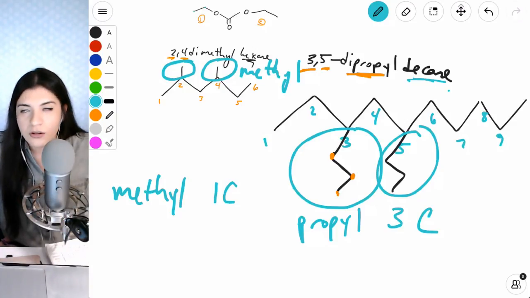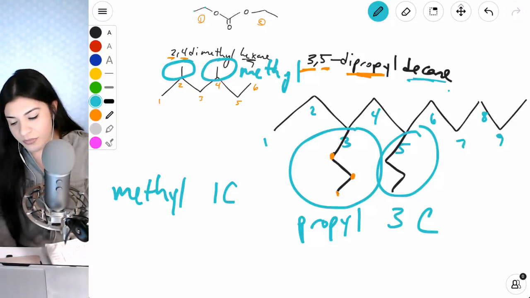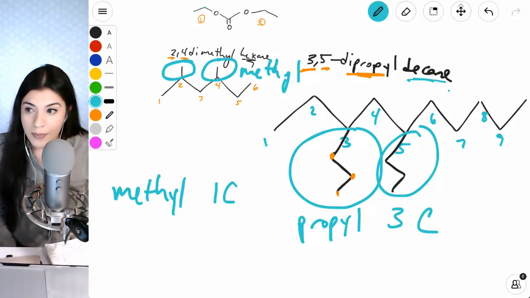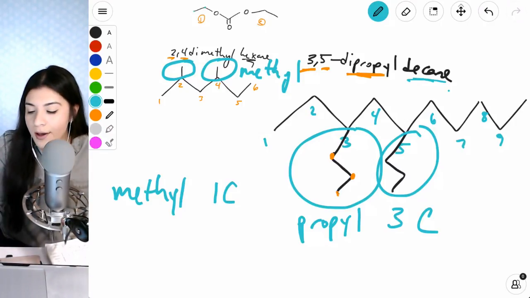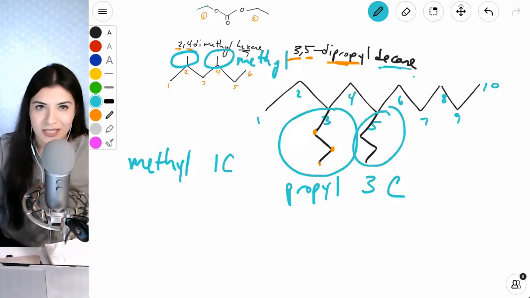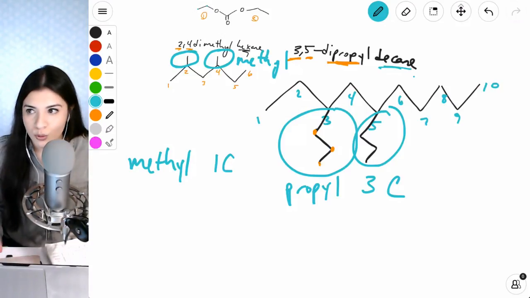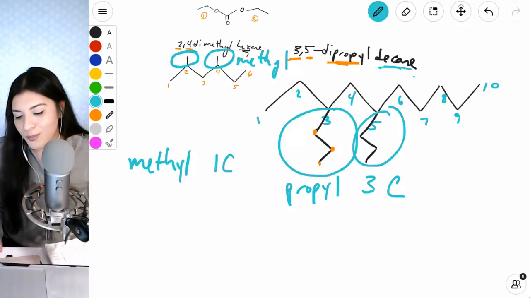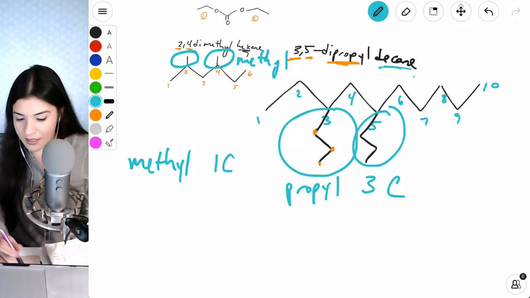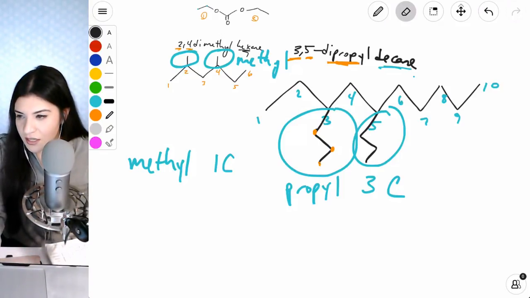So in naming, you would actually look for the longest carbon chain first, and you would then number it according to highest priority. Actually, you would number it where the substituents would have the least number, and then from there you would list the substituents. So that was the main thing, just knowing the difference between a methyl and propyl group. Methyl's 1 carbon, propyl is 3. Okay, so let's see another question.